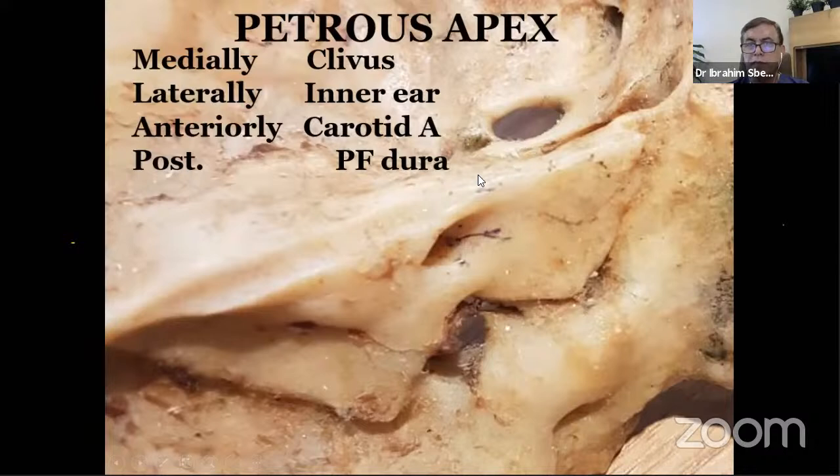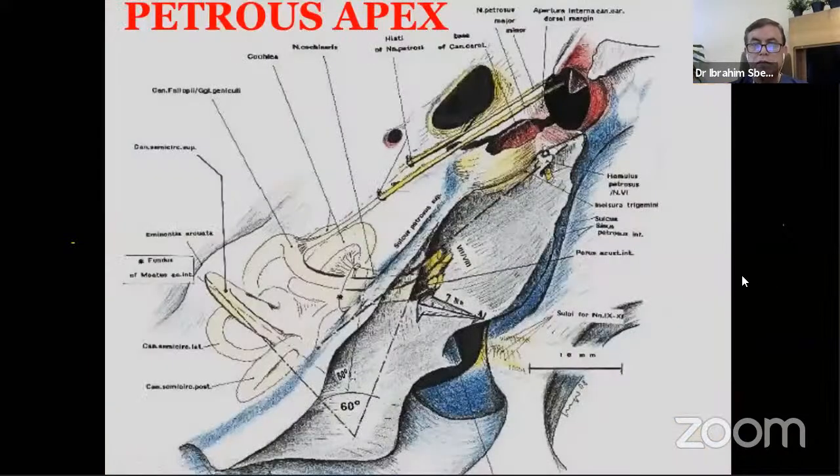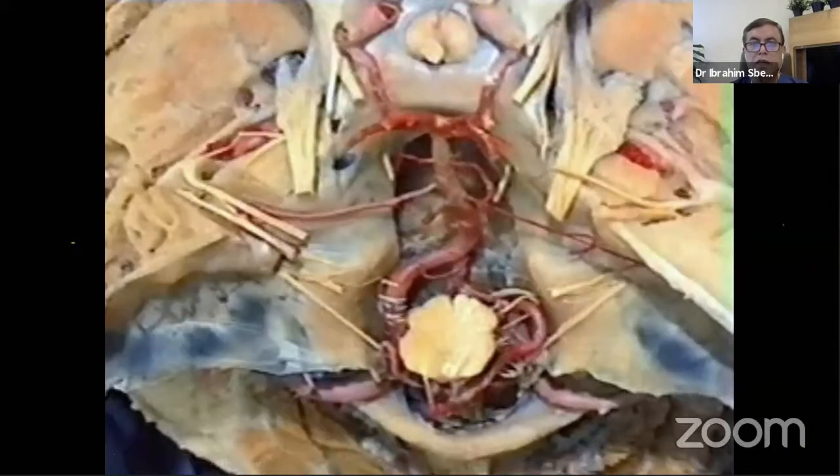So we speak about the apex. This is the apex. And this apex of the petrous bone is related to the clivus, medially. Laterally here is the inner ear, anteriorly here is the carotid artery and the foramen lacerum, and posteriorly here is the dura of the posterior fossa. Same picture, a specimen from the cadaveric lab that I had. You can see here the petrous apex, the internal auditory meatus, you can see the nerve end. So we're speaking about this as an apex, where you have the trigeminal impression sitting there for the trigeminal nerve and the ganglion.